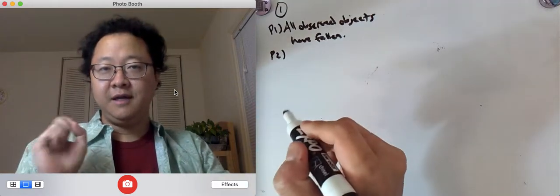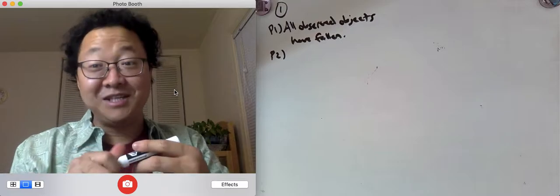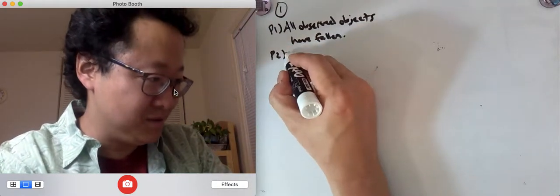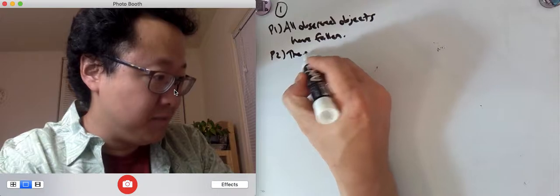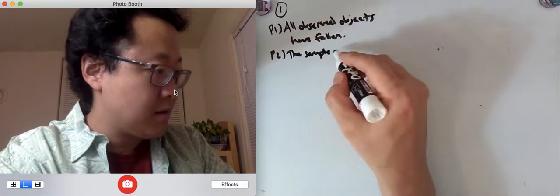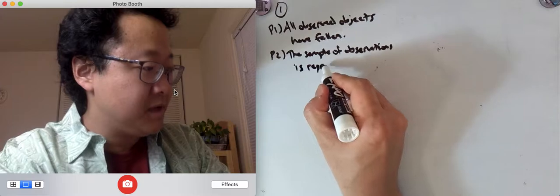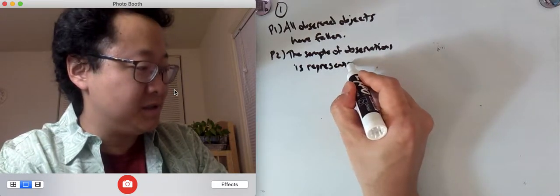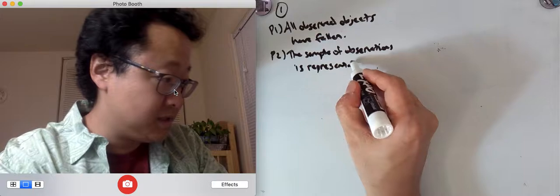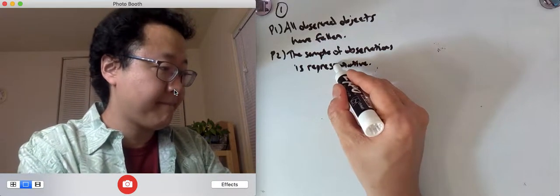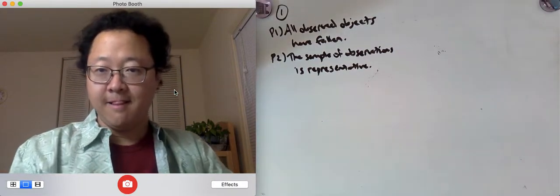Premise 2. Now here's something else we need. It's not like I only did this once. I actually did this many times. And so it seems that my sample is representative. So that's going to be premise 2. The sample of observations is representative. Representative of the larger population.